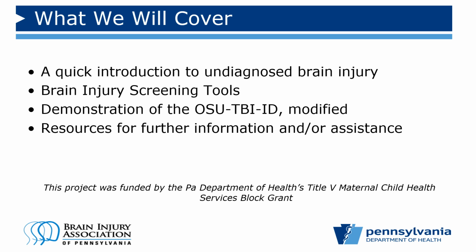In this training, we're going to talk a little bit about undiagnosed brain injury and highlight the importance of screening for history of brain injury, particularly in populations where it might be underidentified. We're going to highlight a few brain injury screening tools and focus in on one, the Ohio State University Traumatic Brain Injury Identification Form, modified to include non-traumatic causes of brain injury. We'll also see a demonstration of that tool being used. And finally, we'll talk about some resources for further information and/or assistance that you and your team might find useful on this subject.